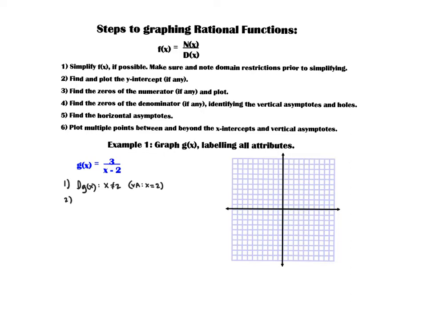So if I plug in a 0, I'll get a negative 3/2. Okay, so I'm going to plot that here. I don't know what the graph looks like yet, so I'm not going to put the actual ordered pair up there quite yet. Okay, step number 3. It looks like the zeros of the numerator, well, 3 will never equal 0. Therefore, there are no x-intercepts. X-intercepts, none.